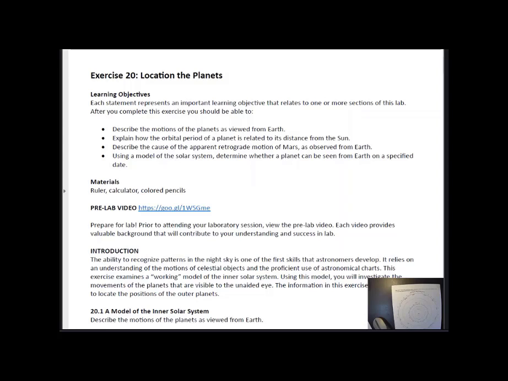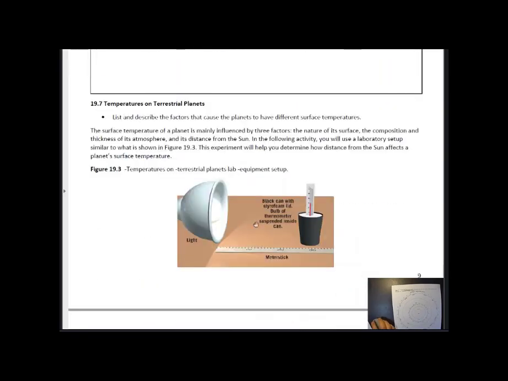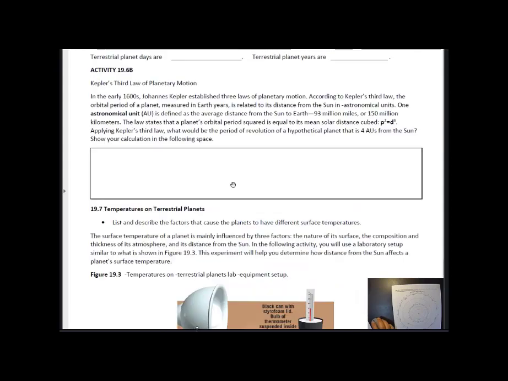I'm going to work on exercise 20 and a little bit of exercise 19 for this class. We did most of exercise 19 in class, although we didn't get to this activity on Kepler's third law, and also we didn't do the experiment with the heating. Maybe we'll do this in class next week if there's time, but certainly we can do this activity with Kepler's third law. What I'd like to do is go over here to the document camera and do some of these exercises or activities just to show you how to work this.